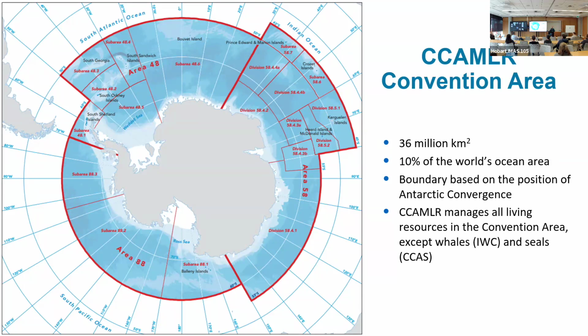So first of all, the convention area, you probably all know this, but it's pretty large, almost 10% of the world's oceans. Unique to CCAMLR is that the technical definition of the boundary is an ecological one. It's based on the Antarctic convergence. And then we have to square it off a bit mostly for compliance reasons, but from a science perspective, we try to include everything south of the convergence.